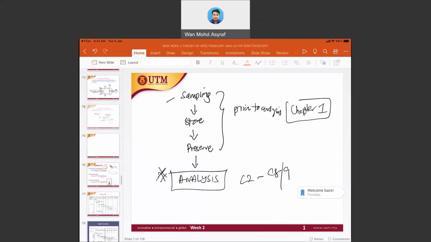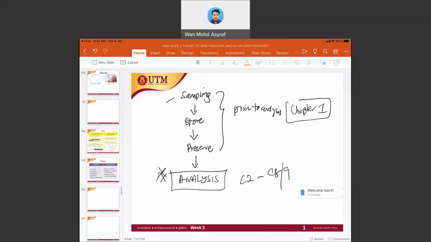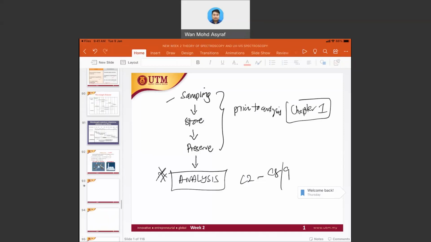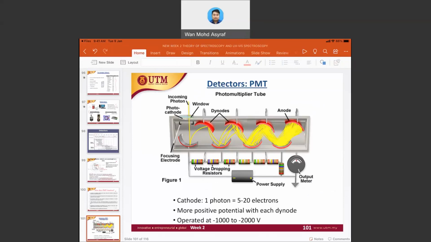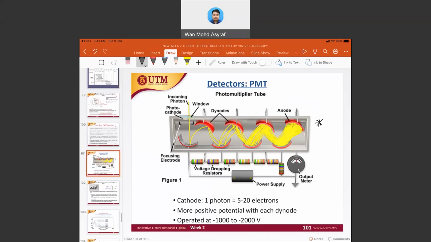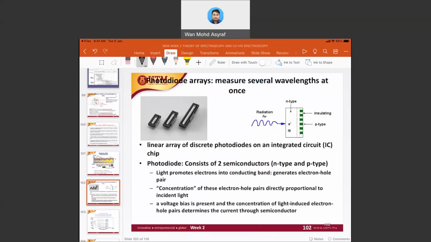Basically, this is another illustrative figure on how you are going to describe a photomultiplier tube. By this you need to know the importance of it. The second one is a photodiode array, which measures several wavelengths at once.